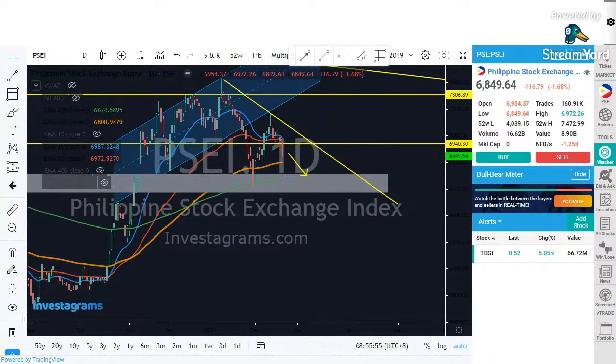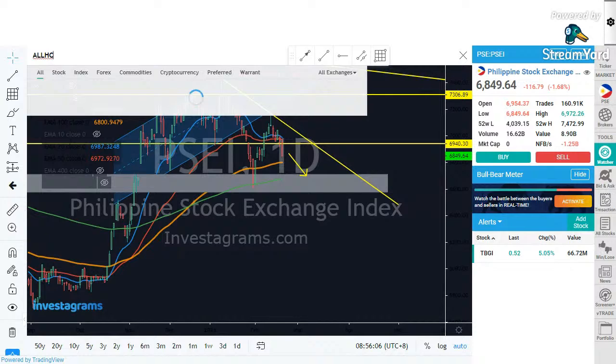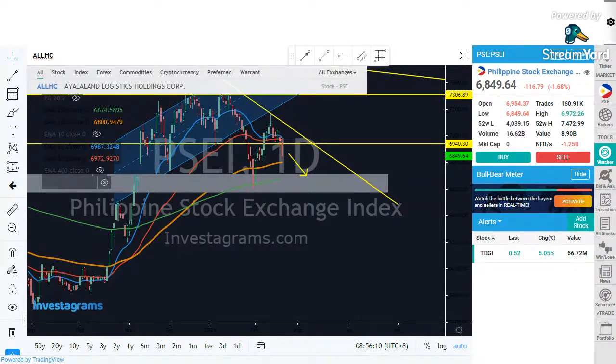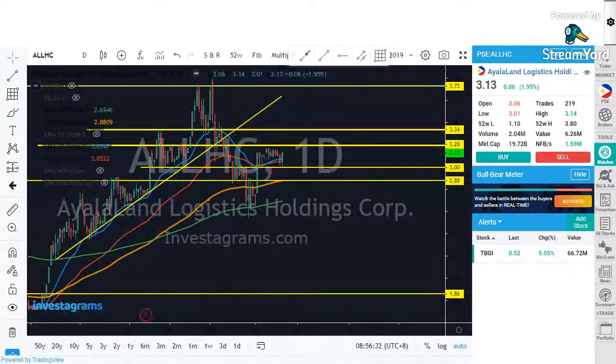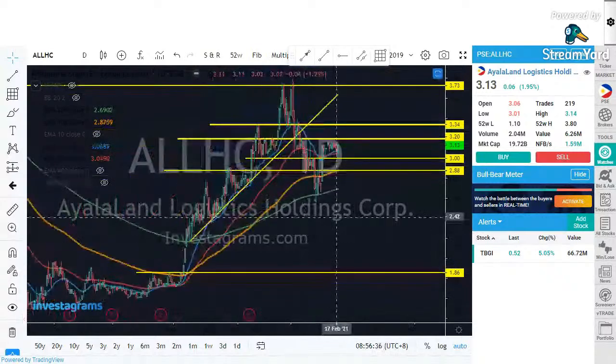So let's go to one company here. Tingnan natin yung chart ni Ayala Land Logistics Holdings. This is the incline support of Ayala Land Logistics.